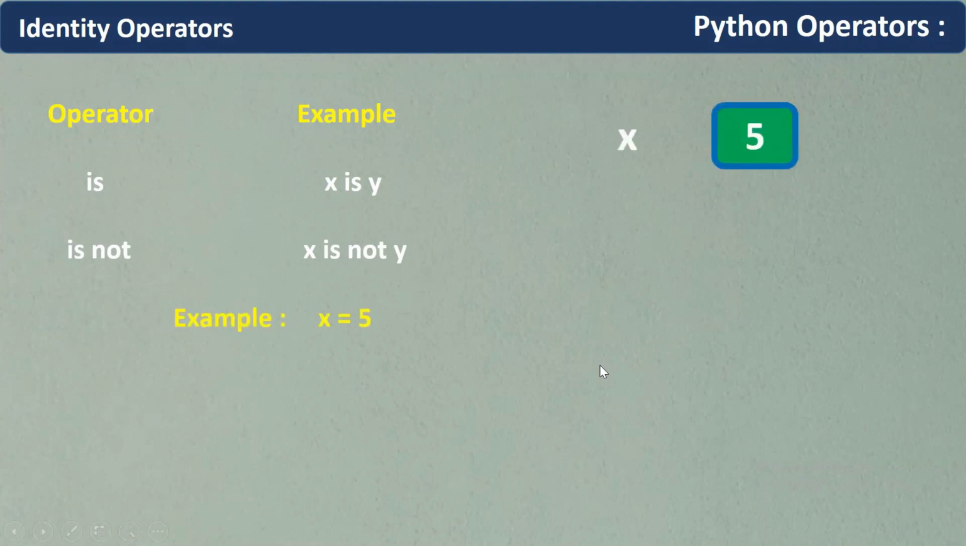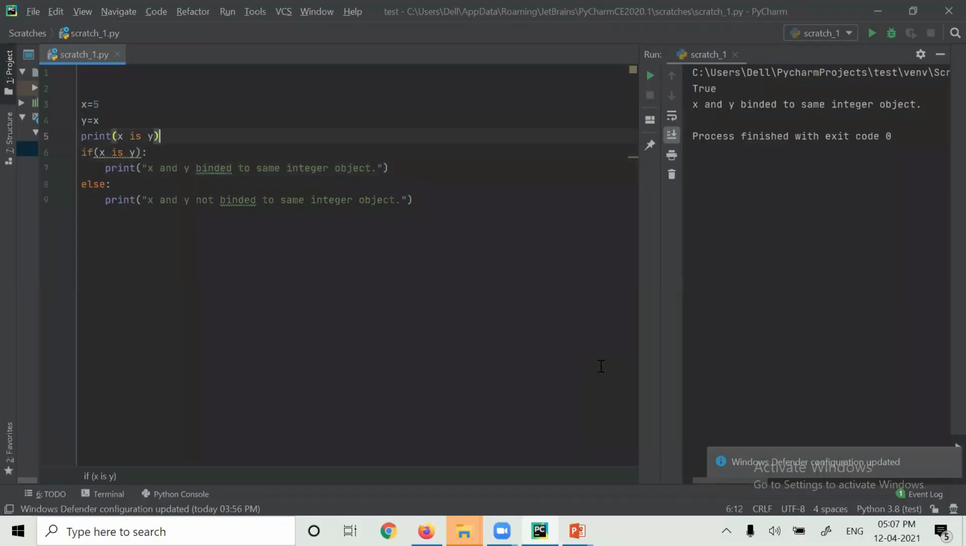x equal to 5, so x is bound to 5. And then y equal to 6, that means y is bound to 6. Okay, so this is what happened. Now, if you check x is not y, it will return true. So you can check now, y equal to 6.